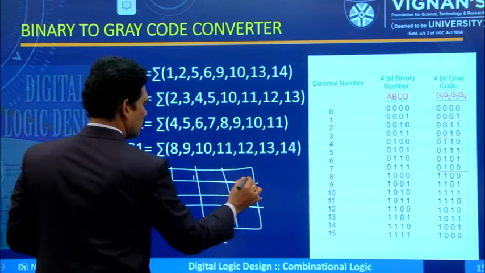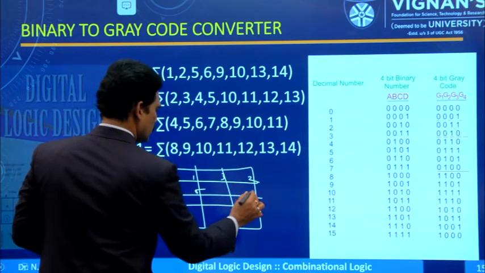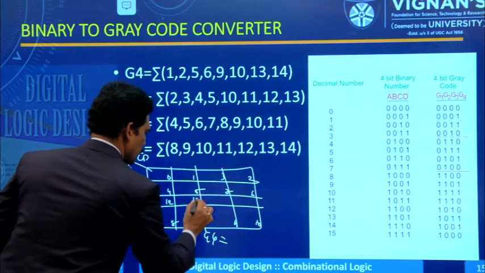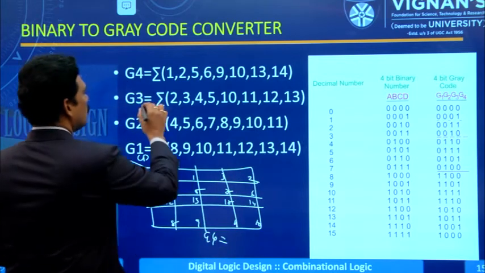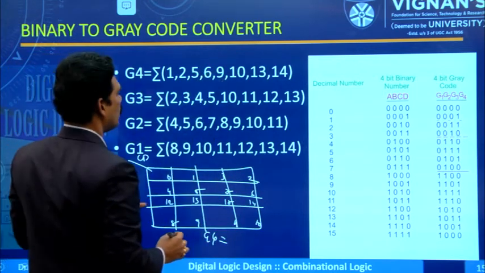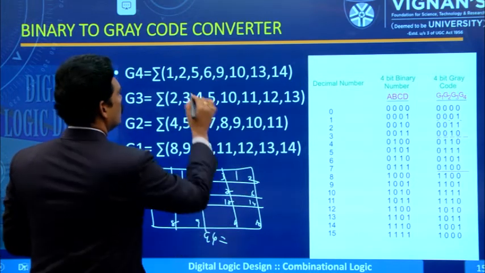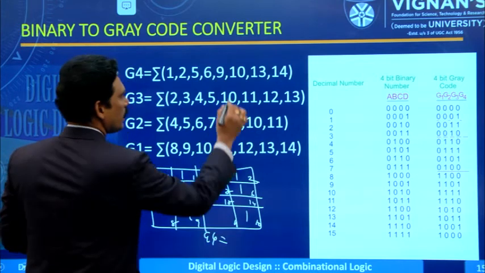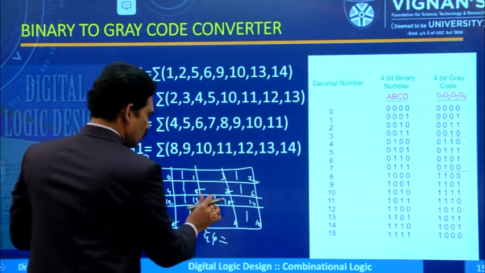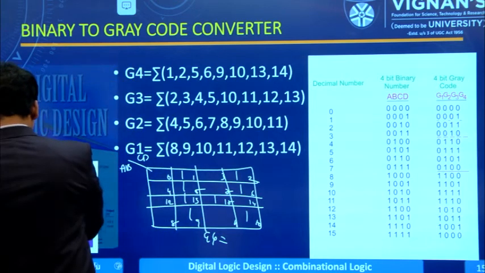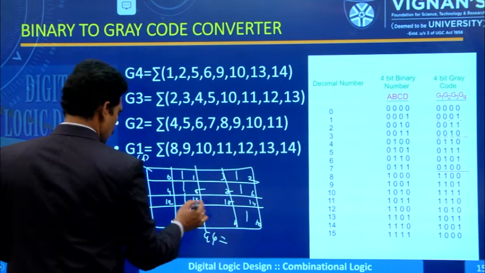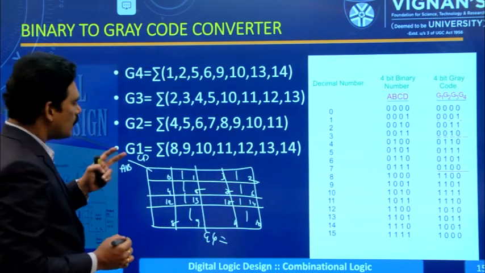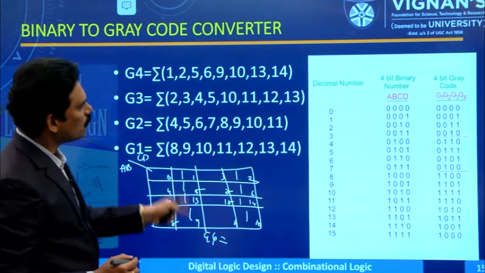So, 0, 1, 2, 3, 4, 5, 6, 7, 8, 9, 10, 11, 12, 13, 14, 15, and G4 is equal to 1, 2, 5, 6, 9, 10, 13, 14. Okay. See here, how to group this one, how to derive the expression.